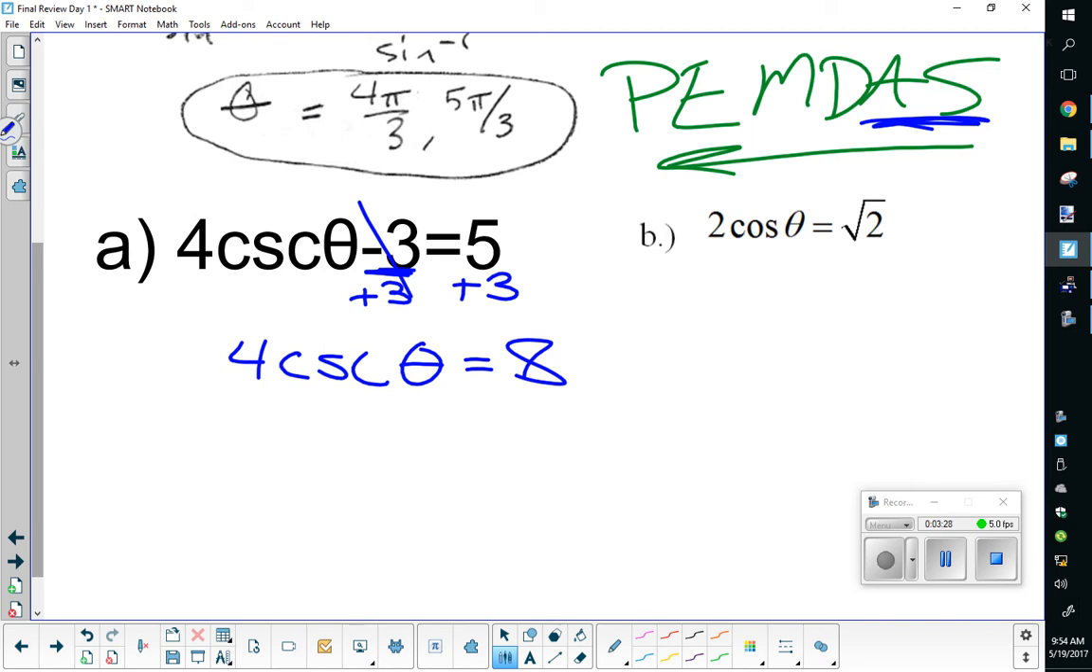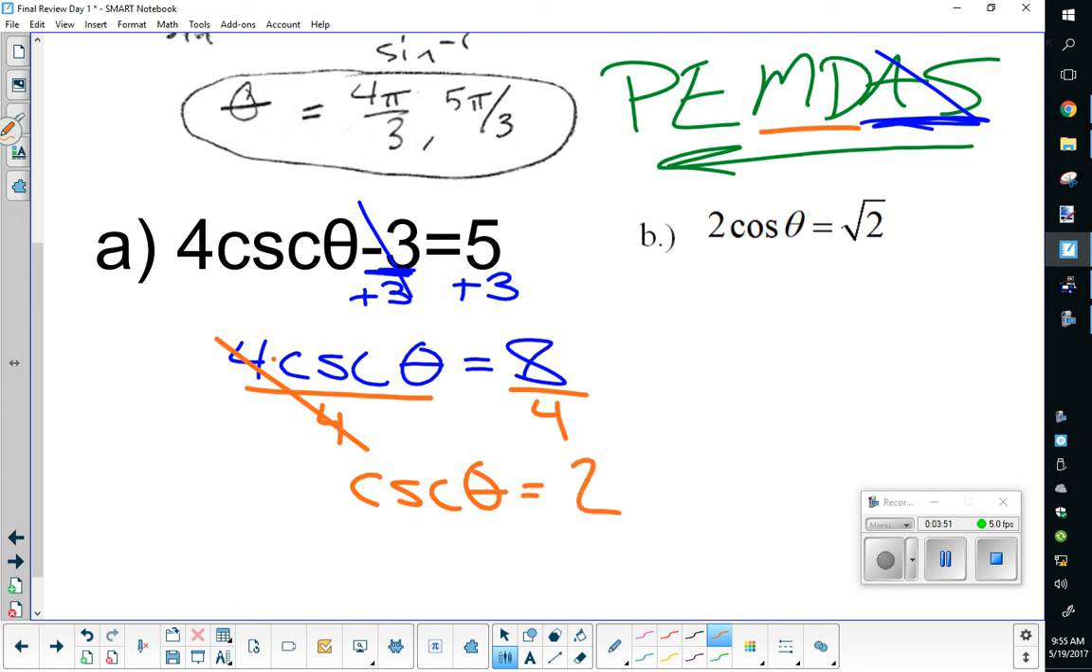Great. Step 1's done. Step 2 is, all right, added or subtracted. Now we're going to try to multiply or divide. Is there anything being multiplied or divided on the theta side? There's a 4 right there. It's being multiplied. What am I going to do to get the opposite of multiplying? Divide by 4. Great. That goes away. I get cosecant theta equals 2. Cool. Did multiply and divide. Not really any exponents here.